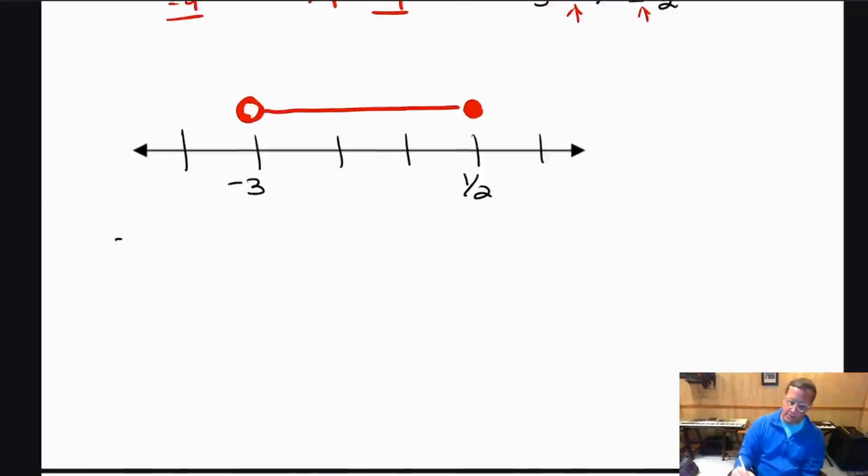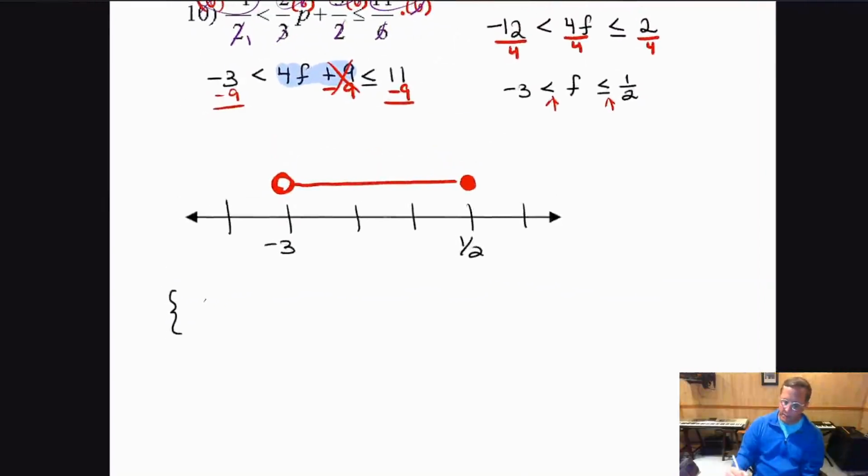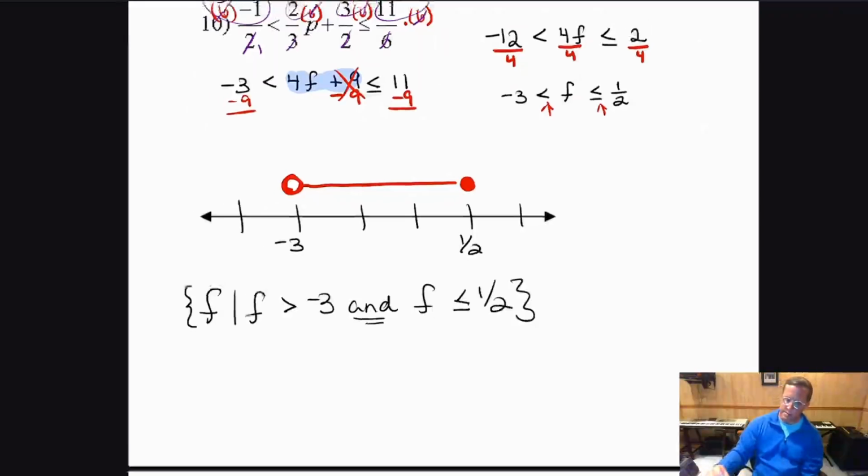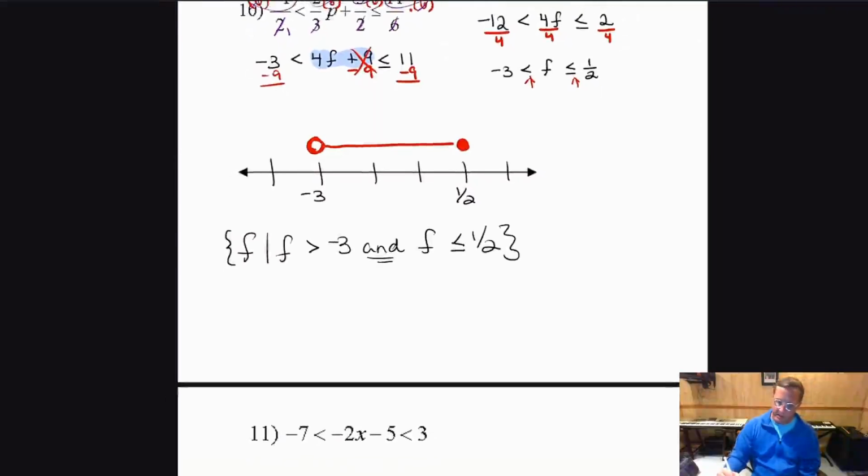So the set notation for this is going to be, what are we using? F. F is all numbers such that f is greater than negative 3, and f is less than or equal to 1/2. Close it up. Then our interval notation is going to be parentheses, because on the left side it's just an open point, negative 3, and then 1/2 bracket, because it's equal to.